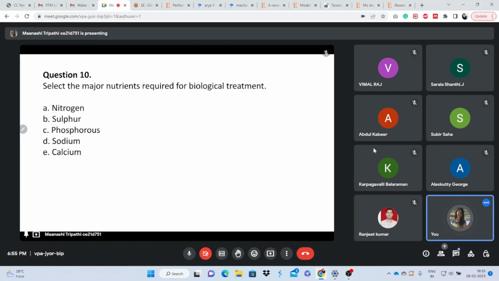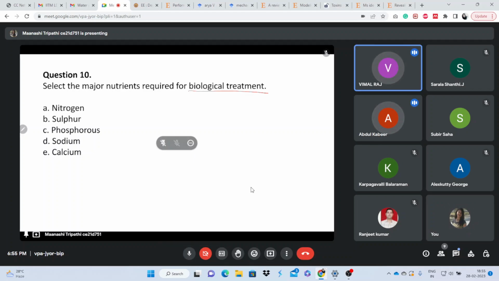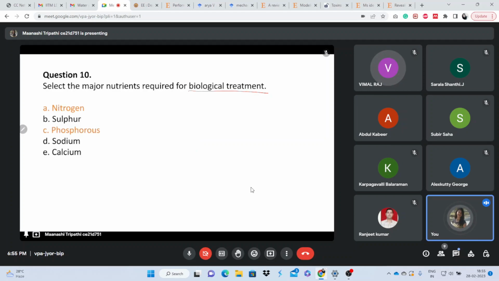Select the major nutrient required for biological treatment. Here we are talking about the major nutrients. All of these things are required, but what is majorly required for biological treatment? Please answer this question. Yes, very correct, the answer is nitrogen and phosphorus. Why is this majorly required? Because the bacteria or any microorganisms consume nitrogen and phosphorus.